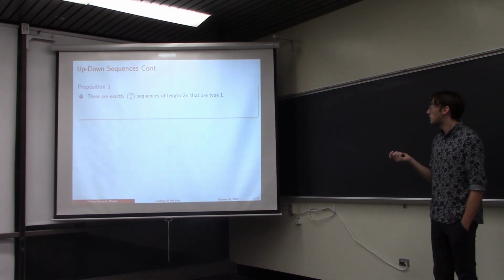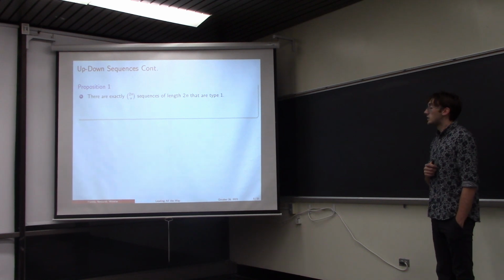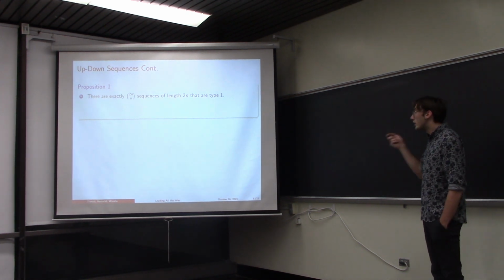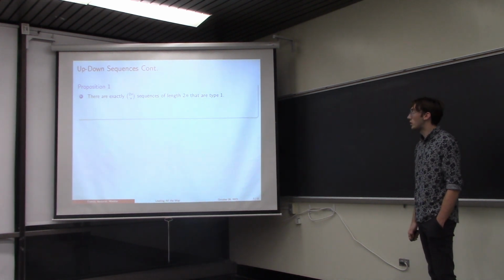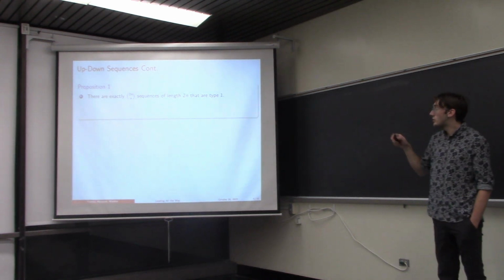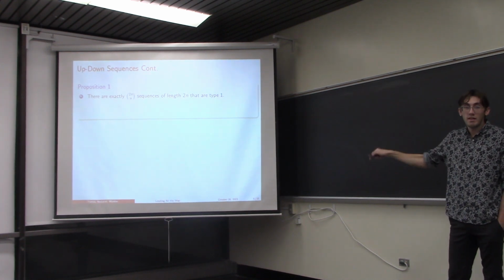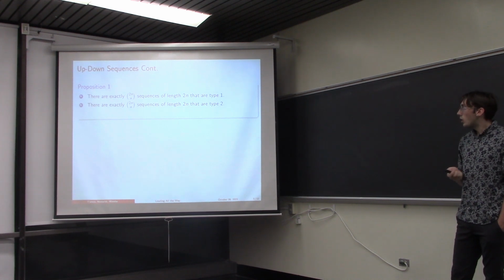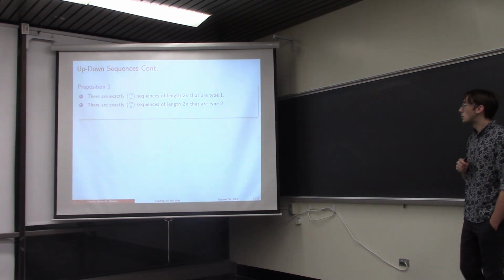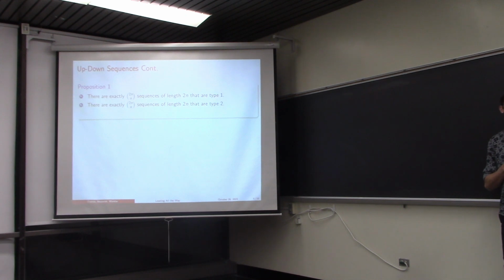And so here's a proposition. It's a purely combinatorial proposition. There are exactly 2n choose n sequences of length 2n that are type 1. So there are 2n choose n sequences that start and end on the x-axis. And there are also exactly 2n choose n sequences of length 2n that are type 2.